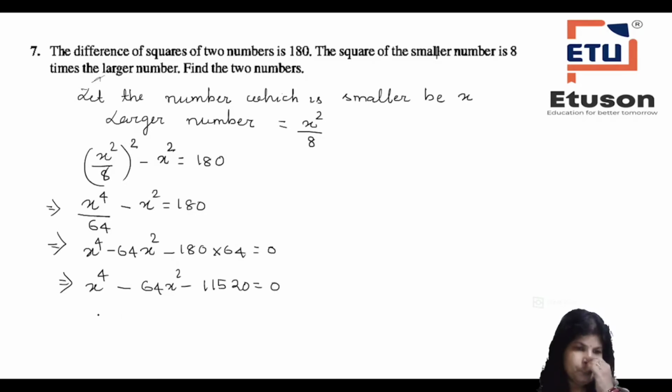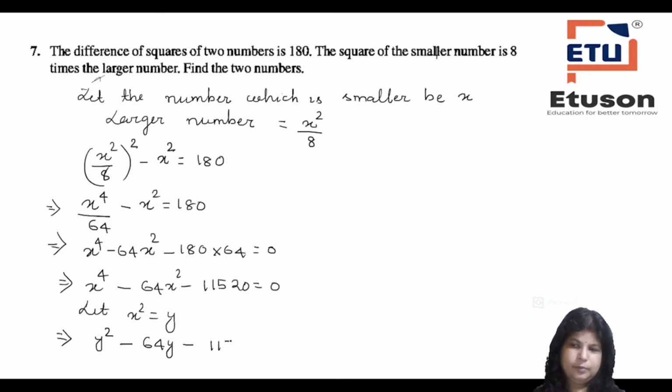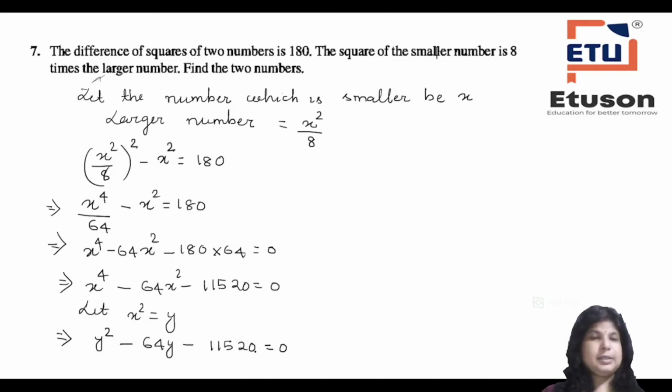So now can we put, let x square is equal to y, then you will have y square minus 64y minus 11520 is equal to 0. Correct? So now it is in standard form. So now we can use our quadratic formula to find out the value of y.